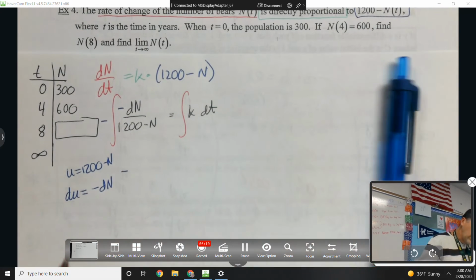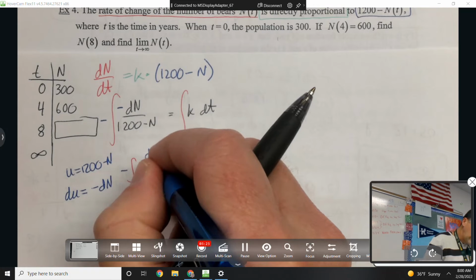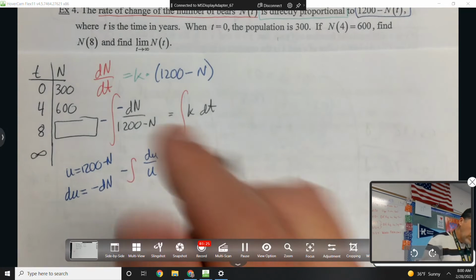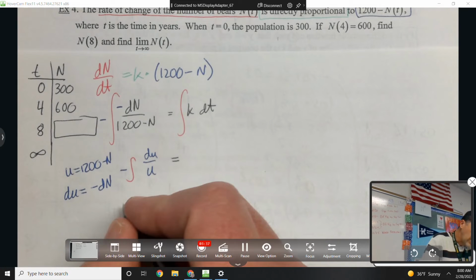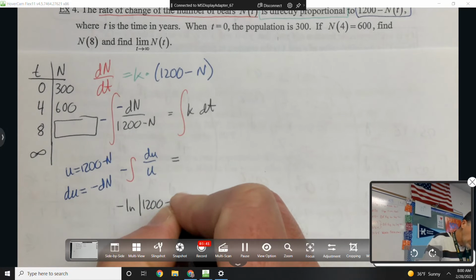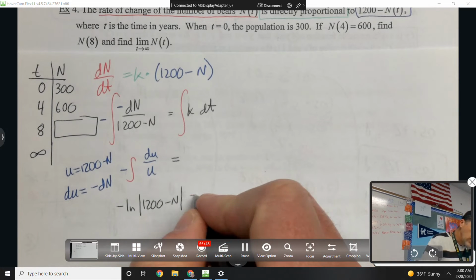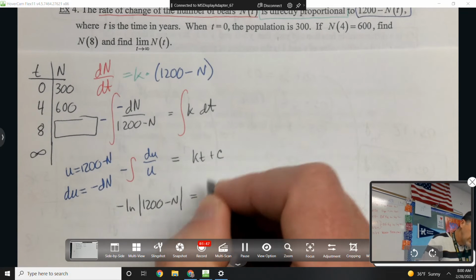So negative integral of du over u. And what's the integral of du over u? I hope we've seen this a gazillion times to recognize that as natural log of u. And then the other side would be kt plus c.